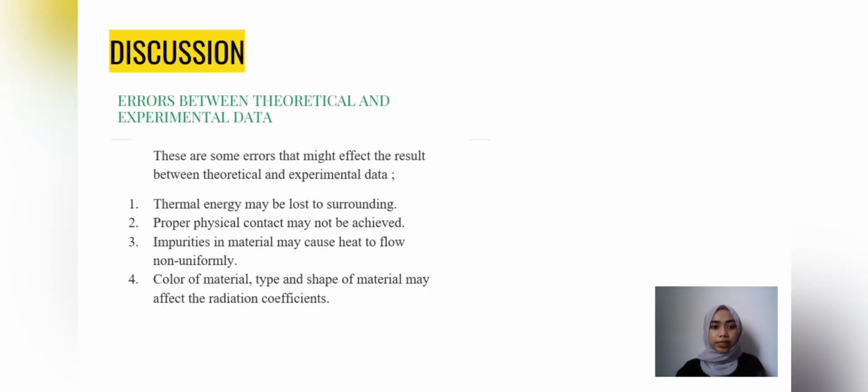So these are some errors that might affect the result between theoretical and experimental data. Firstly, thermal energy may be lost to the surroundings. Secondly, proper physical contact may not be achieved. Thirdly, impurities in the material may cause heat to flow non-uniformly. Fourth, the color, type and shape of the material may affect the radiation coefficient.